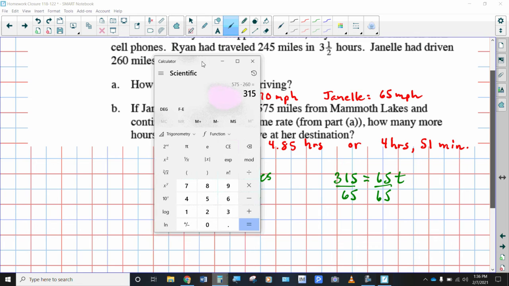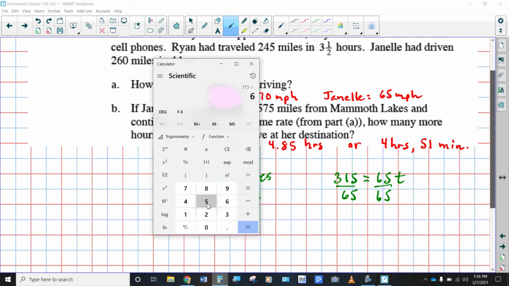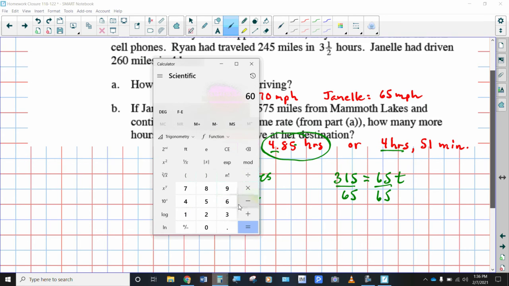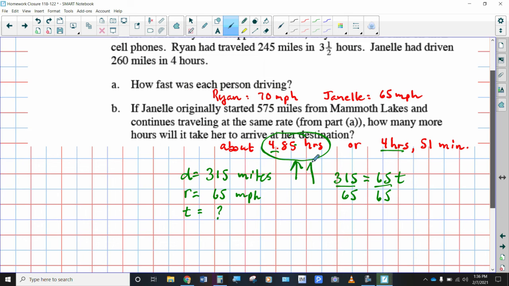So what was my number? 315 divided by 65 is 4.8. I'm going to round that to 4.85 hours. Now, if you just wrote this as your answer, that is totally okay. It turns out you have 4 hours, that's this part. And then 0.85, if you multiply that times 60, because that's the number of minutes in an hour, you get about 51. So it's 4 hours and 51 minutes, but most of you probably gave that as your answer, and that's fine.